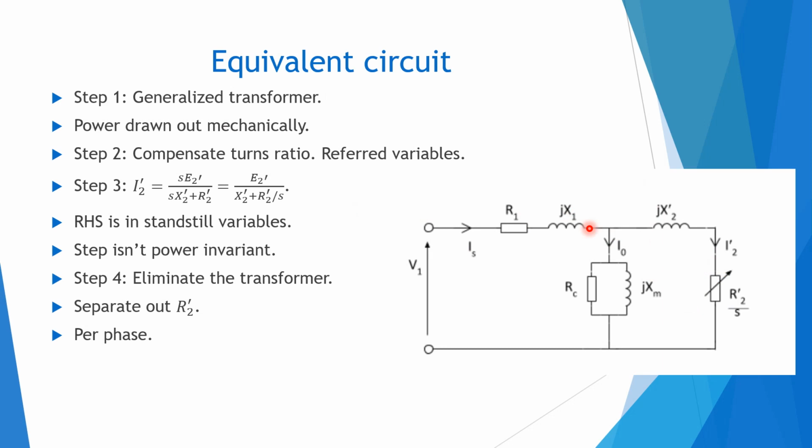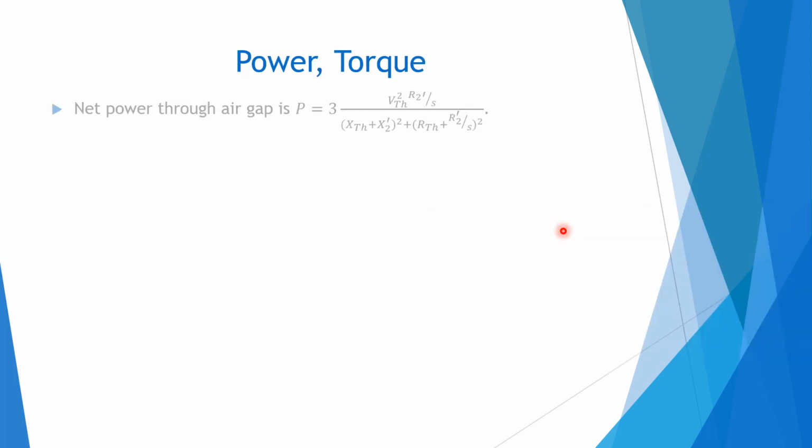So if you want to calculate the power given to it, you can just take this part and take the Thevenin equivalent of all of this. So across these two terminals, you take the Thevenin equivalent. So you have a VTH, you have an RTH, you have an XTH. And then you calculate the current, and hence I squared R2 prime over S would become the power through the air gap. You multiply that by 3 because it was per phase. Now this looks ghastly, right? But it isn't that bad and you will see why. You can draw its graph, and that graph is what you will actually need to remember because that graph is what will give you all the important points.